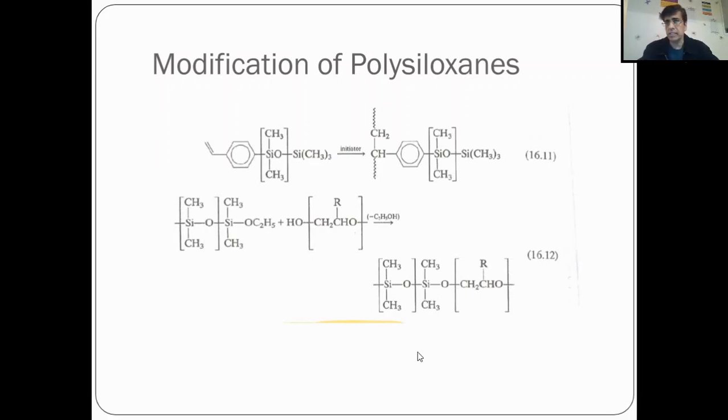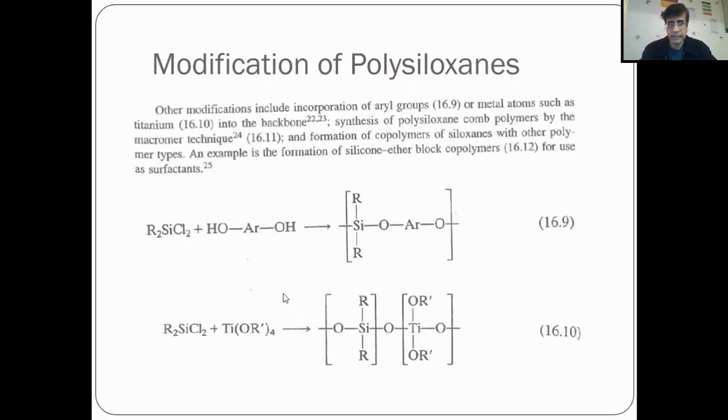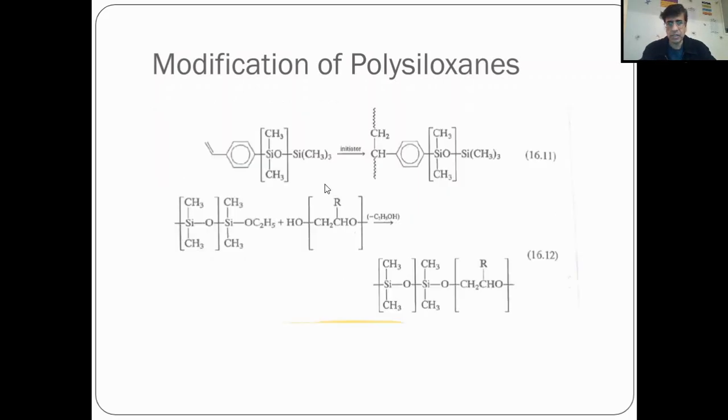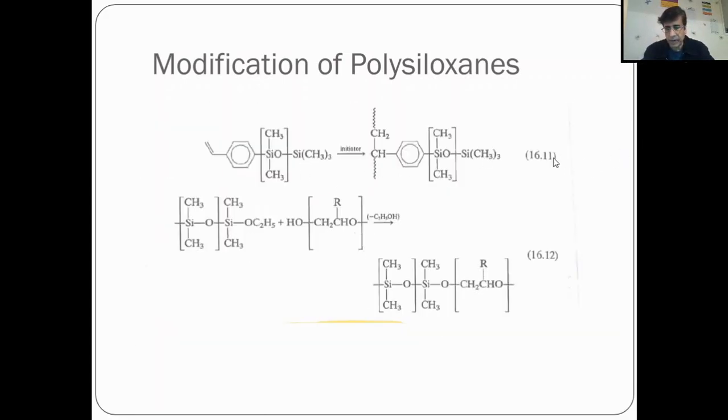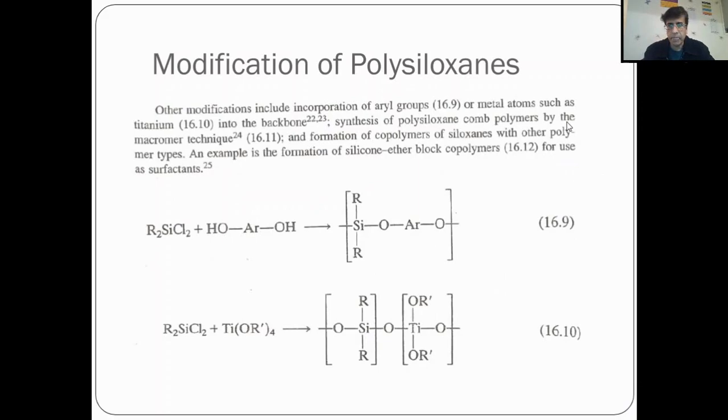Okay, this reaction here is also called the formation of the ladder polymer. This one I'm talking about is 16.11. Look at here, the synthesis of the polysiloxane comb polymer. A comb polymer can be made by using the macromer technique. And now you should know what a macromonomer is. A macromer is a polymer chain which has a reactive chain end, and that can further polymerize.